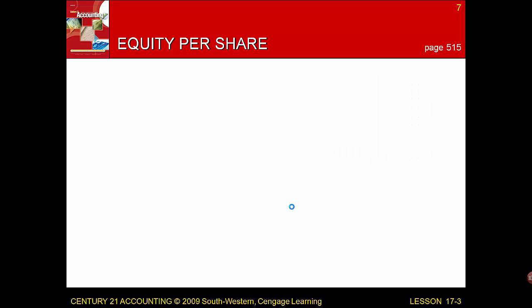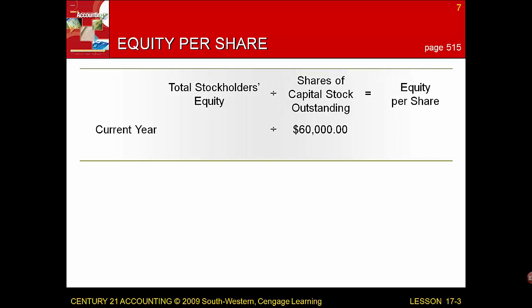Now, equity per share. I hope you have heard that phrase before, and that's the amount of stockholders' equity belonging to a single share of stock. Hamilton's equity per share for the current year and the prior year are going to be calculated here. So we take their total stockholders' equity, and again the number is out of whack here.